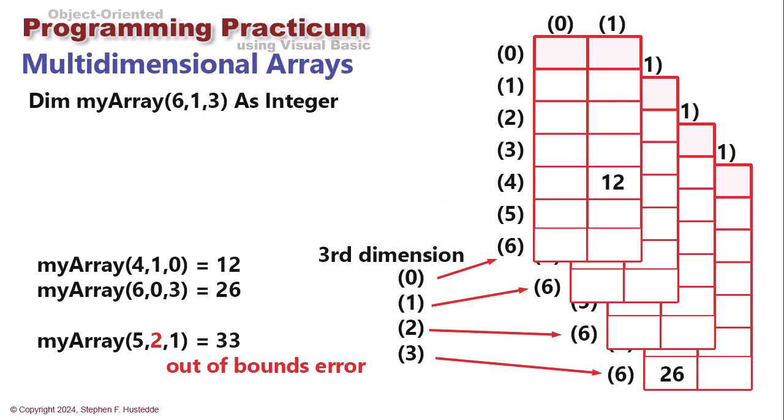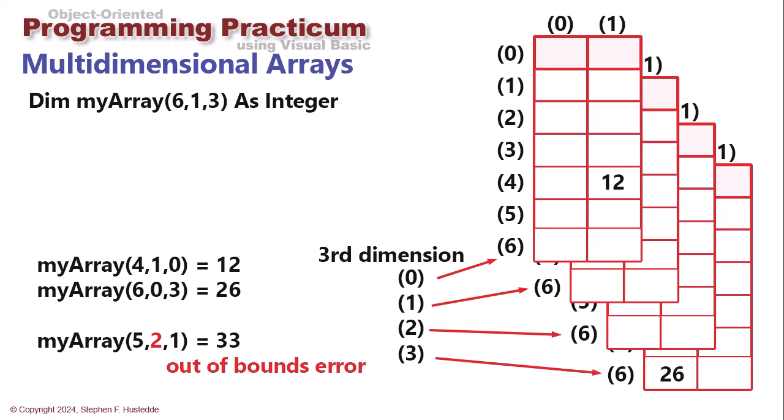So if I declare myArray(4, 1, 0) equals 12, you can see that would be placed in that first table, row 4, column 1. myArray(6, 0, 3) is going to go in the last table, or that fourth table, placing 26 there in row 6, column 0. Now if I declare something like myArray(5, 2, 1), that 2 does not exist. We only dimensioned in the second dimension 2 columns, 0 and 1. So that 2 is outside of the bounds, and I would get an error.